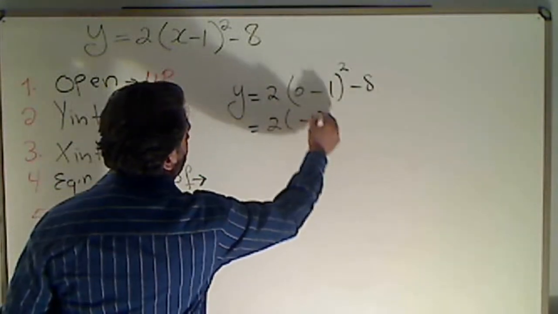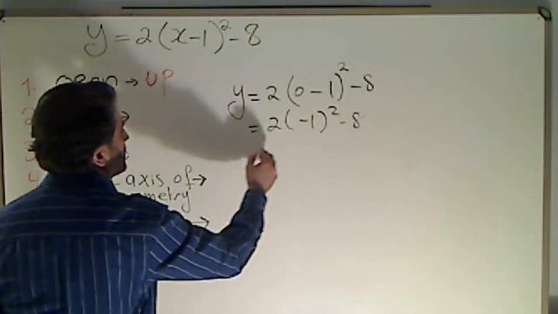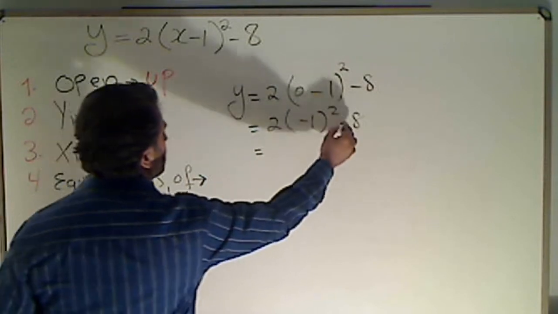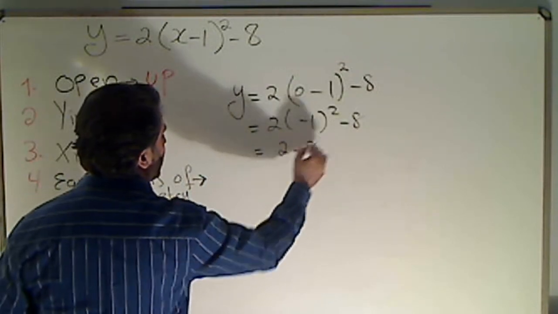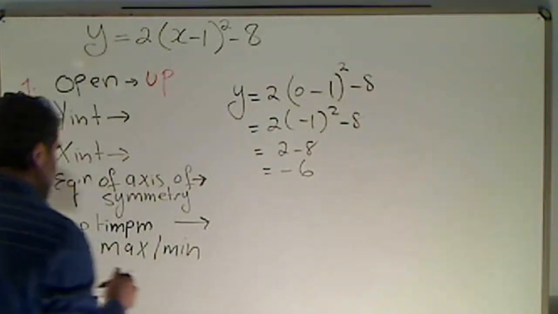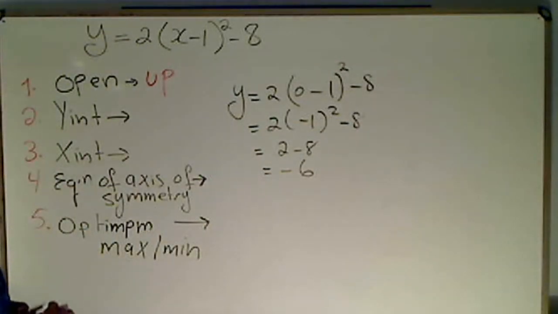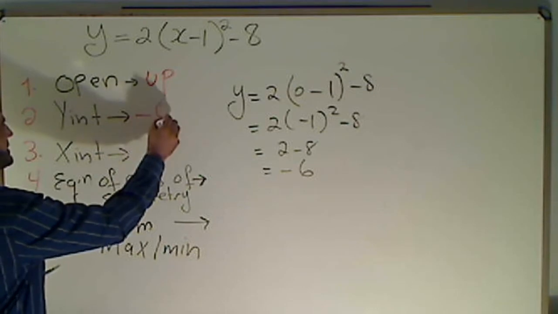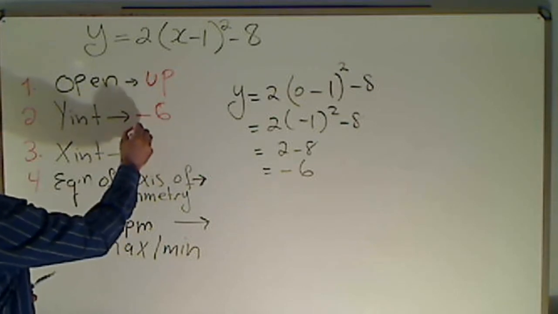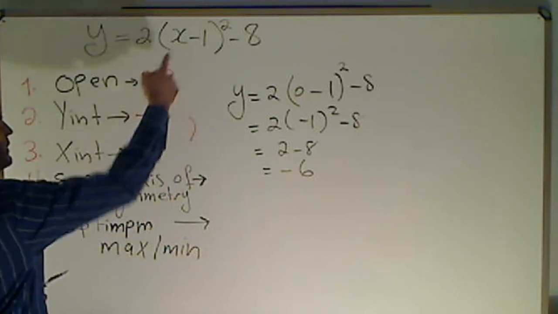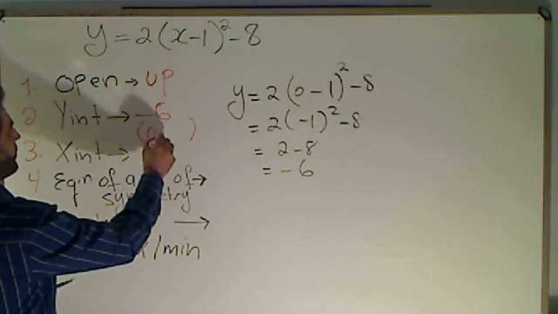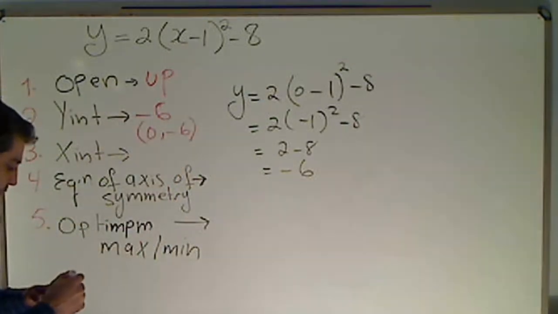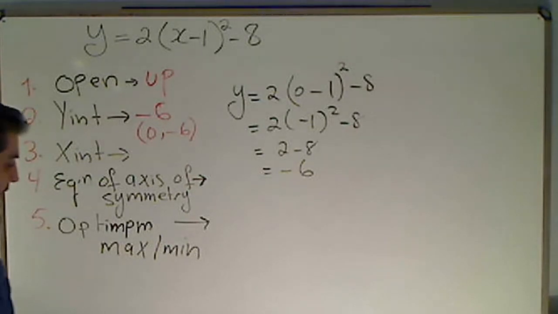So we have negative 1 to the power of 2, and negative 1 to the power of 2 is positive 1. Positive 1 times 2 is 2. Subtract 8, which is equal to negative 6. And that's our y-intercept when x is 0. You can also call it a point on the graph of this equation, (0, negative 6). That's what y-intercept means, when x is 0.